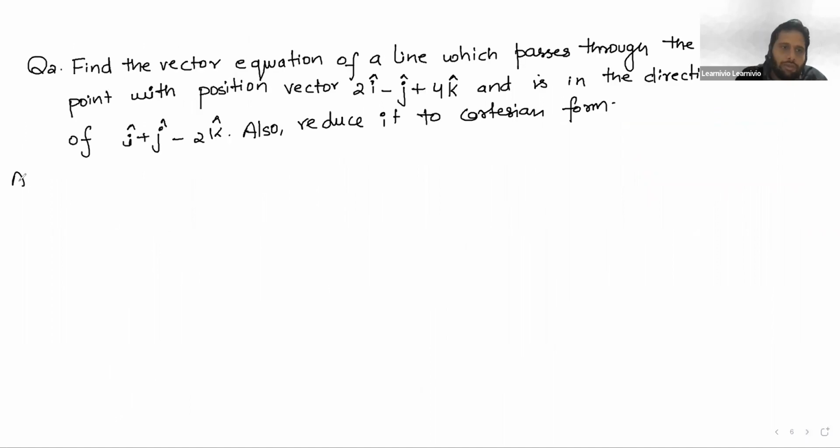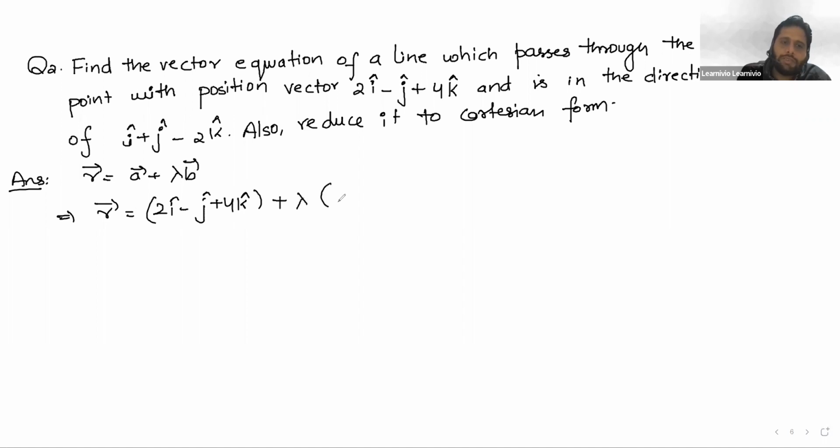I hope everyone has done this. Everyone get the vector form? Good. Let me show you how to reduce it. So the vector form we have is r is equal to a plus lambda b. Here a is 2 i cap minus j cap plus 4 k cap, plus lambda times b, where b is i cap plus j cap minus 2 k cap.